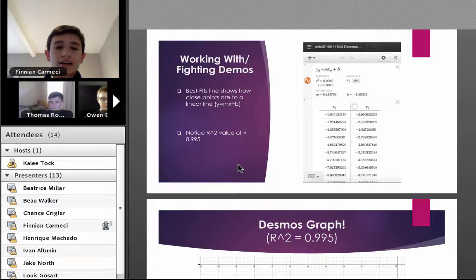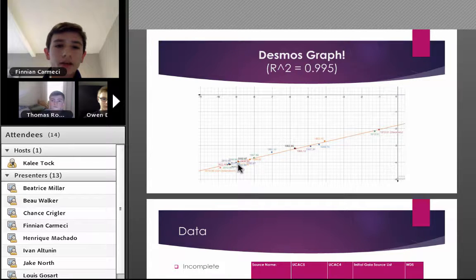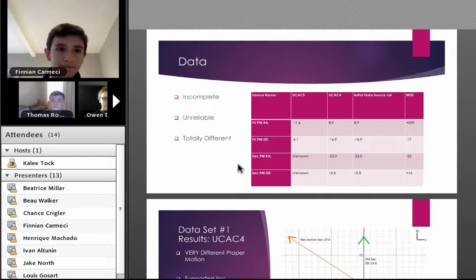Part of our data analysis was making a best fit line of all the historical data points. A best fit line just shows how close all the points lie to a straight line. And when we did this, we got an R-squared value of 0.995, which greatly supports our hypothesis that we're dealing with an optical double. Here's the graph itself. You can see how all the historical data points lie really close to a straight line. So I'll hand it off to Thomas.